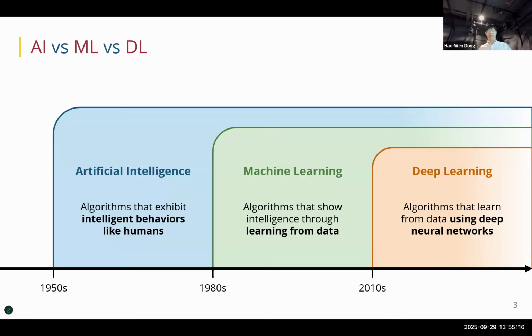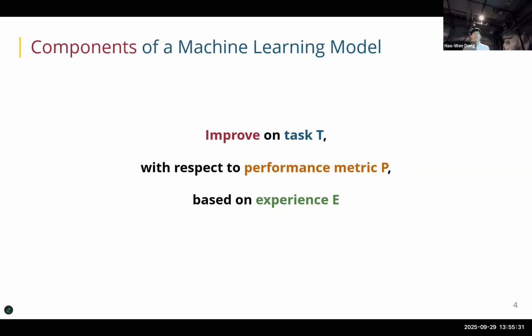There are a lot of machine learning models. They just need to learn from data. It doesn't necessarily need to use deep neural networks. So that's the difference between machine learning and deep learning. So we talk a little bit about the components of a machine learning model.